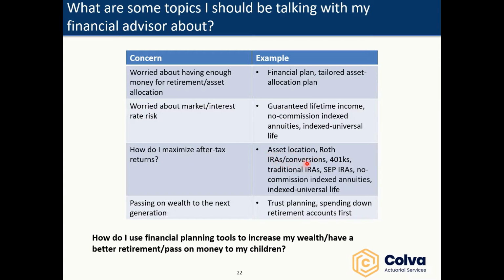Roth IRAs, conversions, 401(k)s, traditional IRAs, SEP IRAs, solo 401(k)s should also be in here. No-commission indexed annuities, indexed universal life. Passing on wealth to the next generation, right? We talked about there's certain ways of passing on money tax-free to the next generation, and they should be helping to talk to you about that and the value of spending down your retirement accounts first.